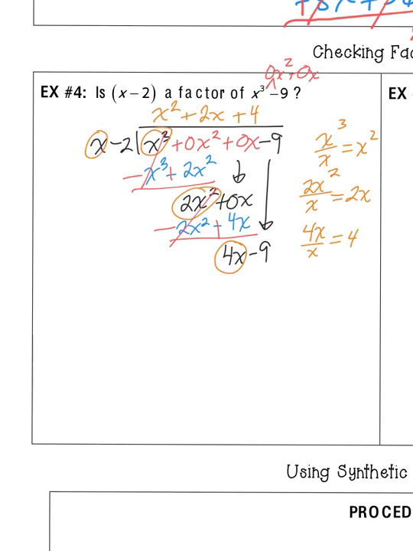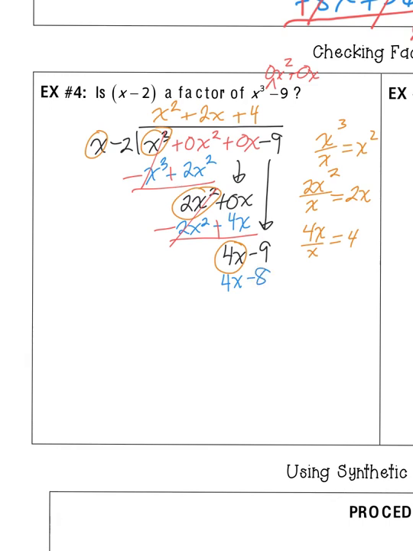So 4 times x is, I'm trying to figure out what color I'm going to use. So 4 times x is positive 4x. They should match, which they do. 4 times negative 2 is negative 8.